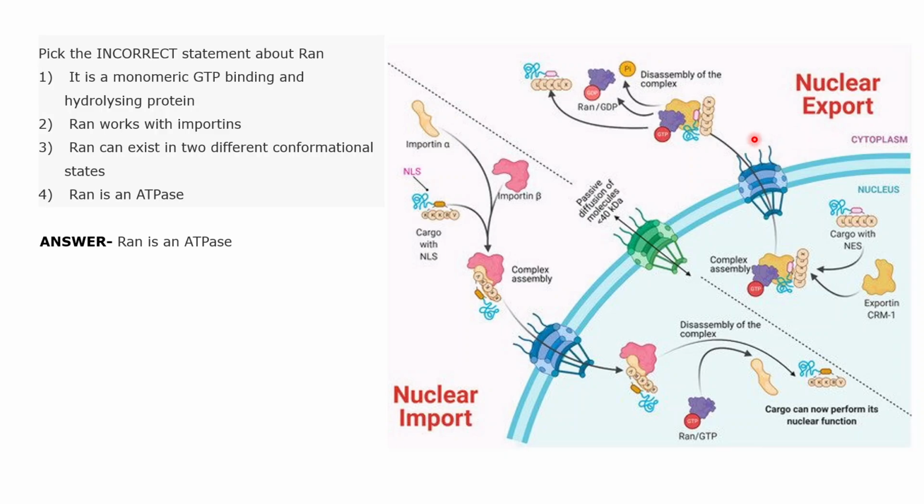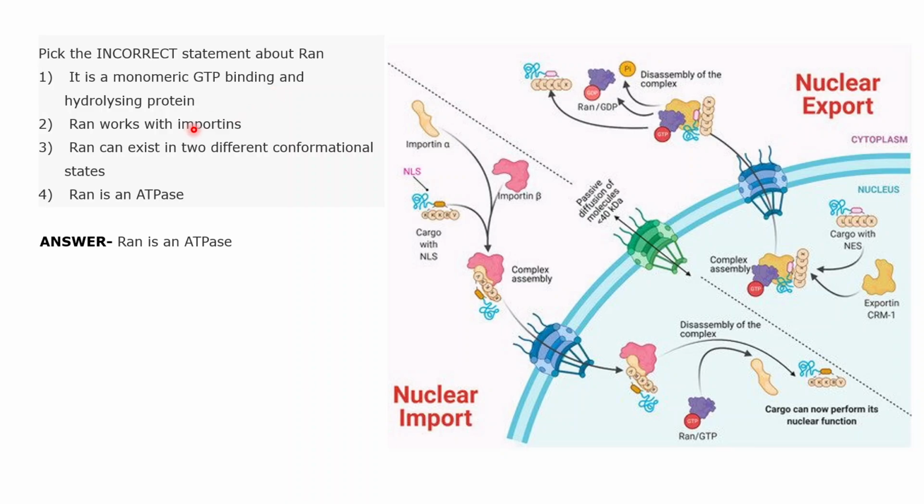And also when it gets exported out of the nucleus into the cytoplasm, in order to disassemble the whole complex from the cargo protein, the GTP needs to get hydrolyzed into GDP. So one inorganic phosphate is removed there, and from that energy released, the cargo protein is getting free. So it is a monomeric protein having the capability of binding to GTP, and when it binds to GTP, it can hydrolyze it. So that's basically a right answer there.